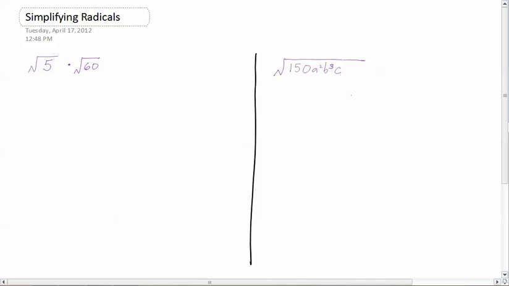And really, if you don't have a background in simplifying radicals already, you may need to look at how to simplify just a straight up radical first before you start looking at ones that are a little bit harder like this. But I'll try to work it through as basically as I can so that it'll make it a little bit easier for you. So here's the first one. We have the square root of 5 times the square root of 60.